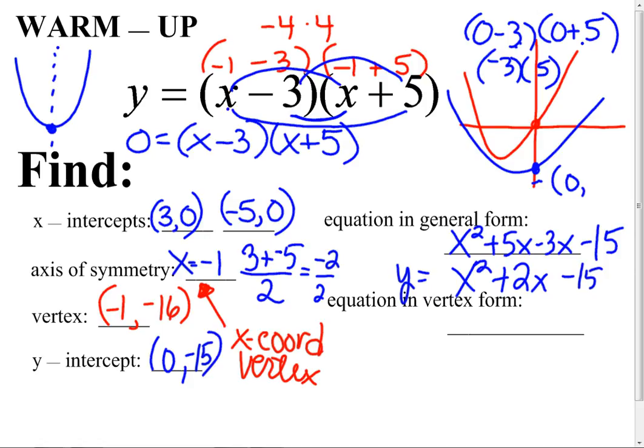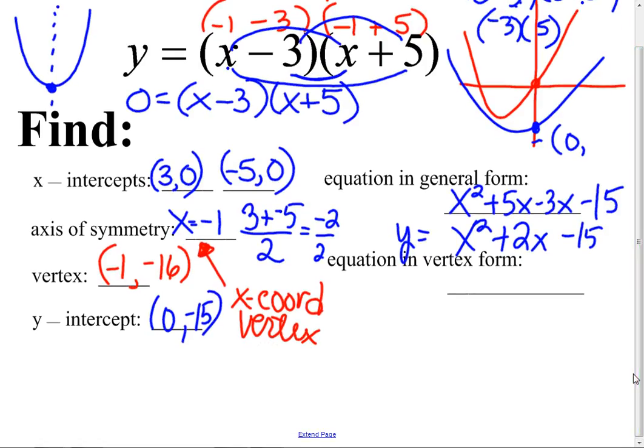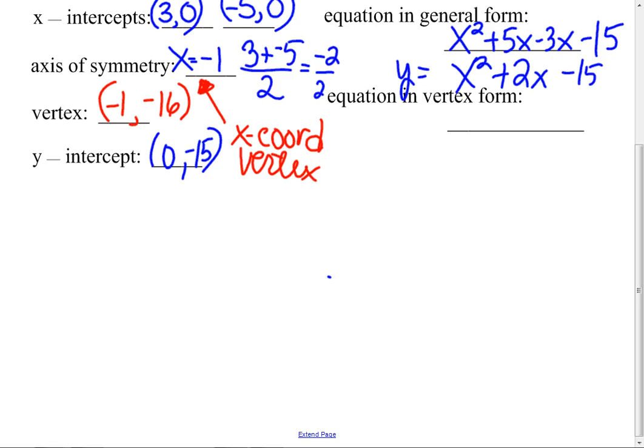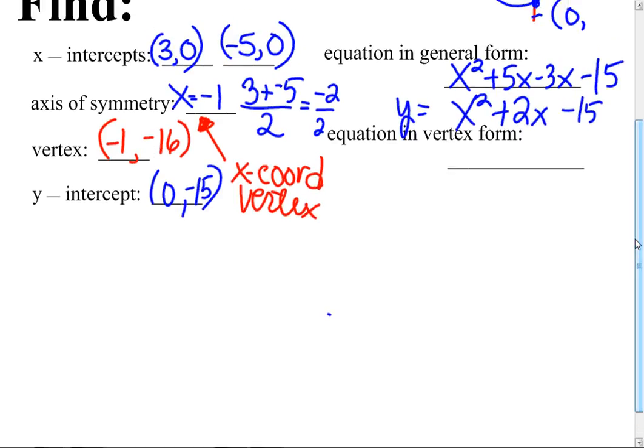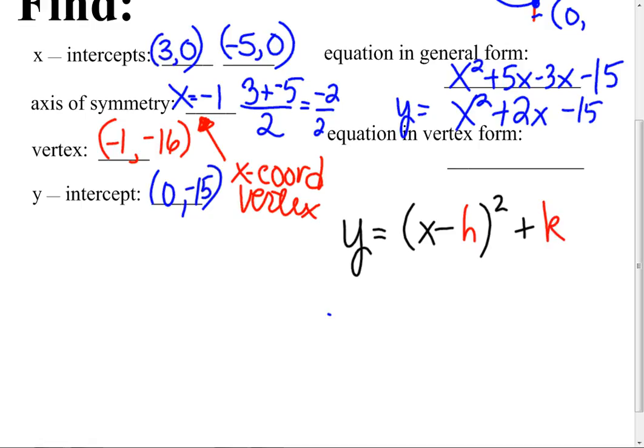Okay? And then to go to vertex form, you guys remember what it looks like? It looks like y equals x minus h, squared plus k. Okay, you may use your notes on the tests and quizzes. k is the y-coordinate of your vertex, and h is the x-coordinate.